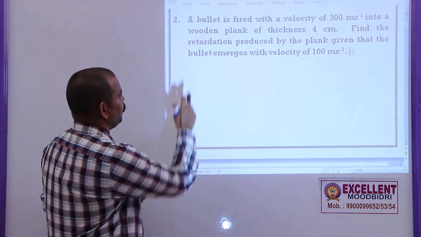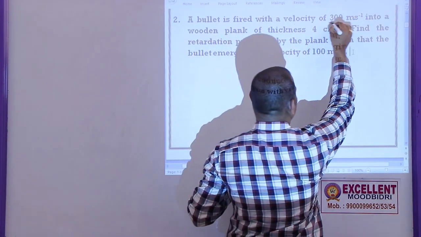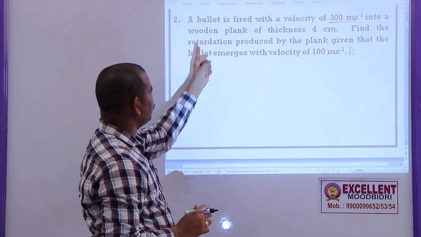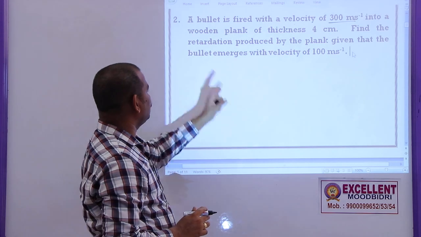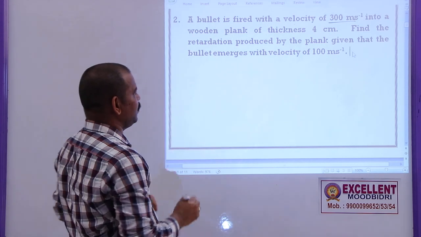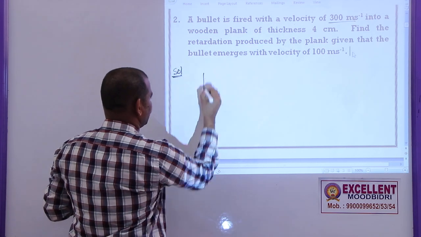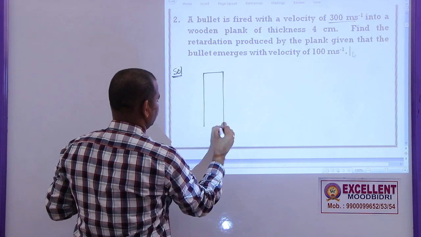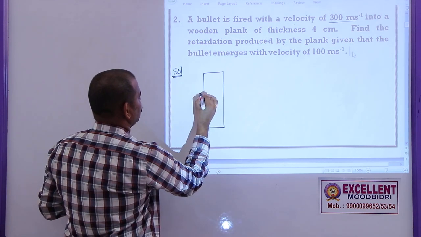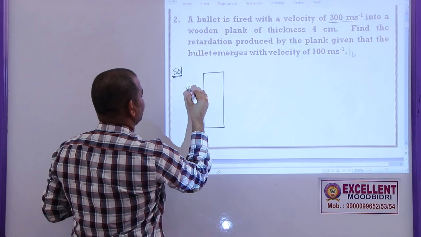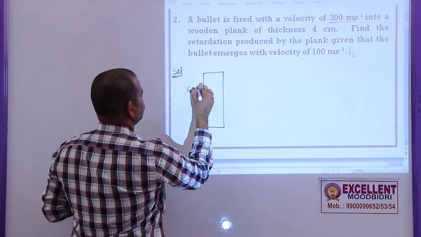Problem number 2. A bullet is fired with a velocity 300 meter per second into a wooden plank of thickness 4 centimeter. Find the retardation produced by the plank, given that the bullet emerges with a velocity of 100 meters per second. So, here in the solution, first let me draw the diagram. So, this is a wooden plank. A bullet is entering into this wooden plank. What is the initial velocity of this one while entering the wooden plank? This is 300.